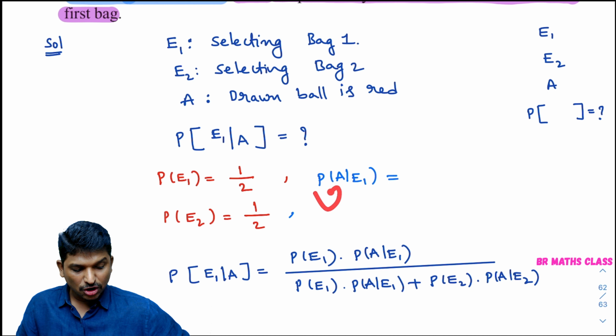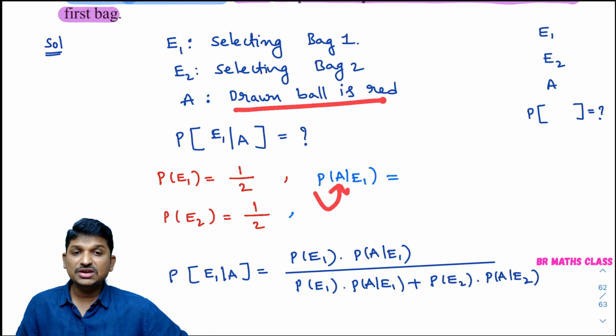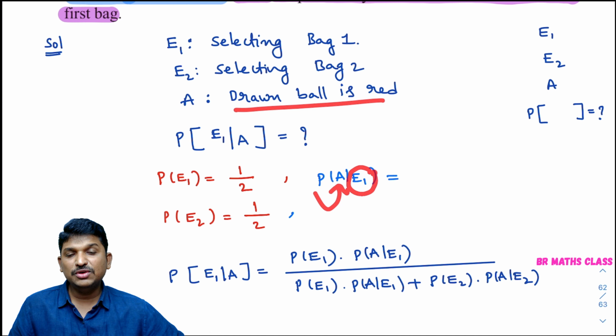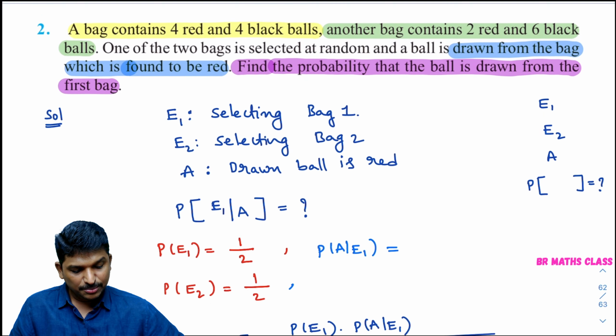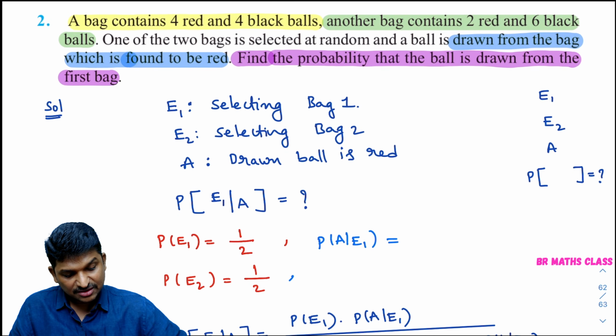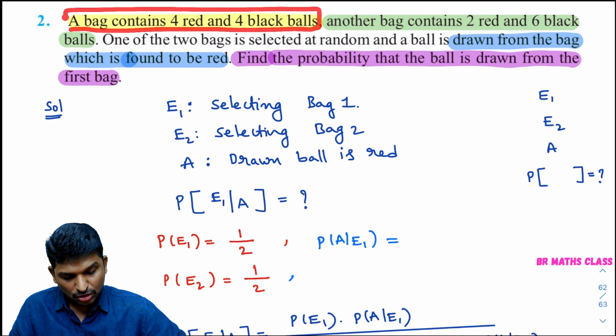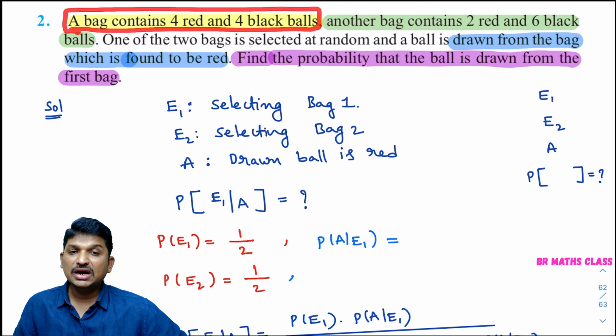What is the meaning of probability of A? A is what? Drawn ball is red. That means what is the probability that the drawn ball is red, and this has already occurred. What is E1? E1 is selecting bag 1. We selected bag 1, right? So observe the question, I named this as bag 1. Bag 1 contains 4 red, 4 black balls.